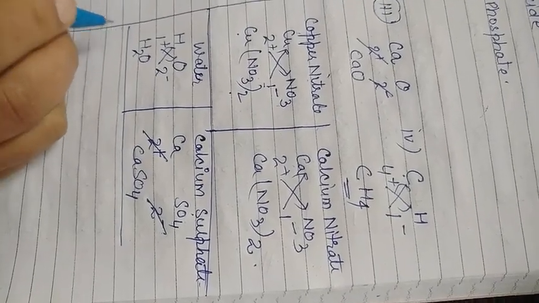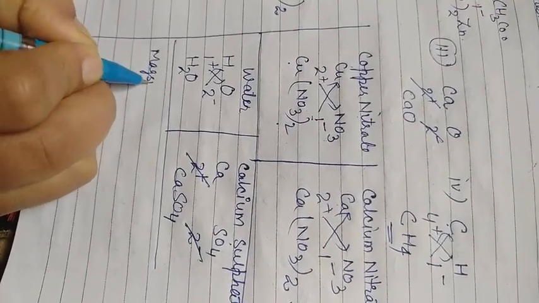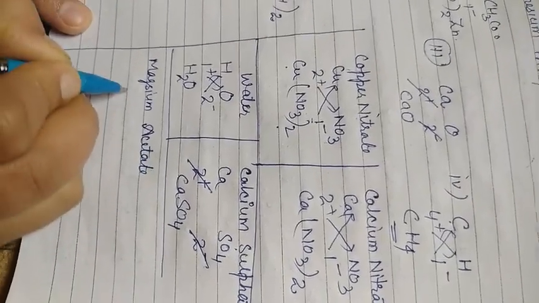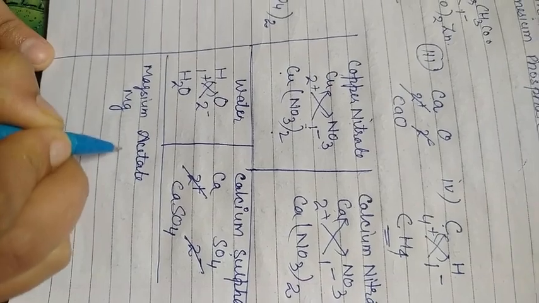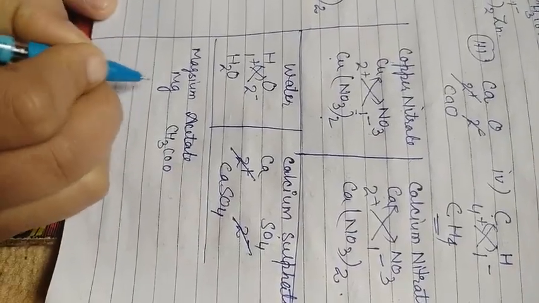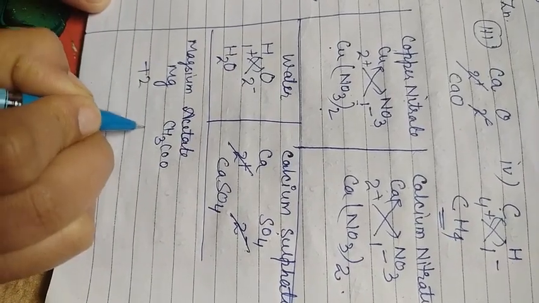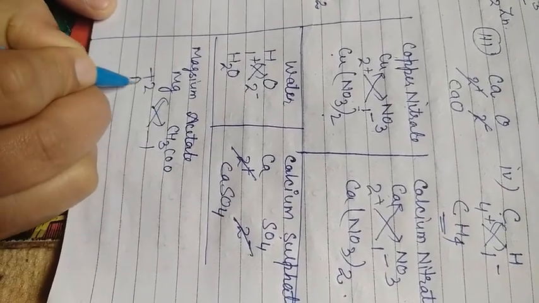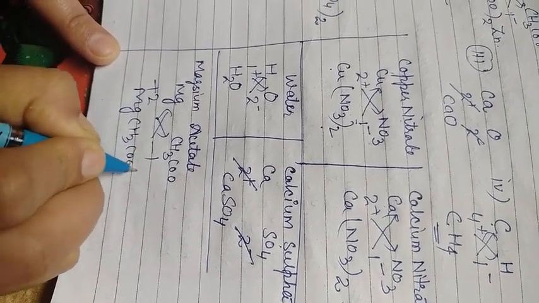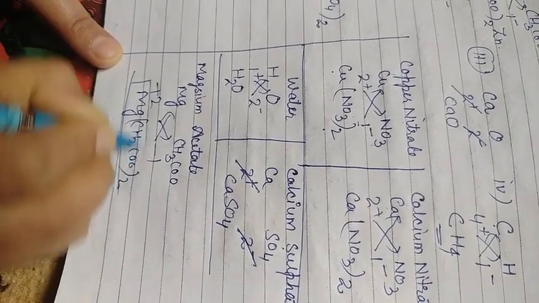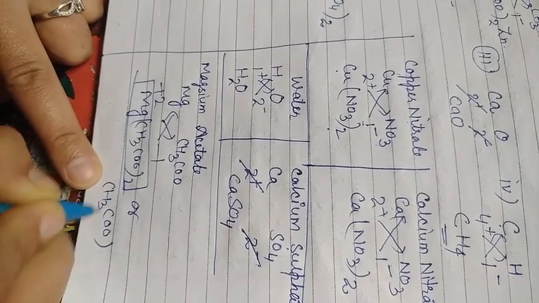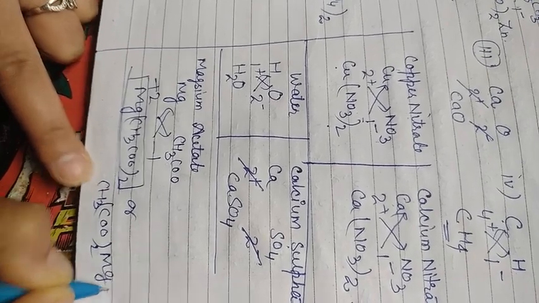Okay. Now let's write the formula of magnesium acetate. The symbol of magnesium is Mg, acetate again CH3COO. So the formula will become Mg(CH3COO)2. And it is better to write it as (CH3COO)2Mg.